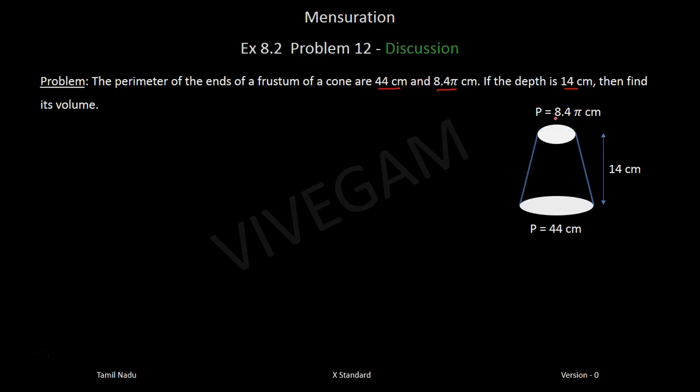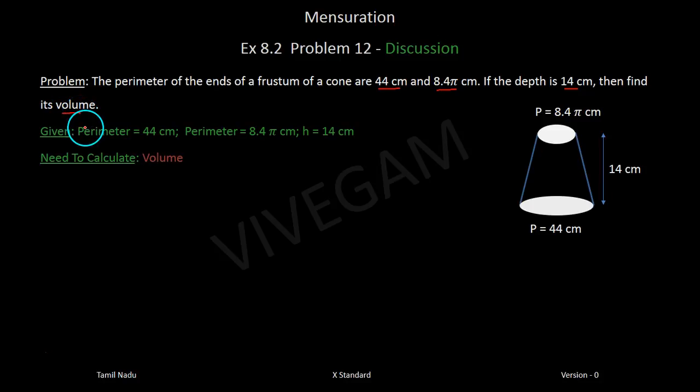Great. Now let's list out what is given. The perimeter of the bigger one is 44 cm, the perimeter of the smaller one is 8.4 pi cm, and the height or depth is 14 cm. What are we asked to calculate? We are asked to calculate the volume. What is the formula? V equal to 1 by 3 pi h into capital R square plus small r square plus capital R small r.